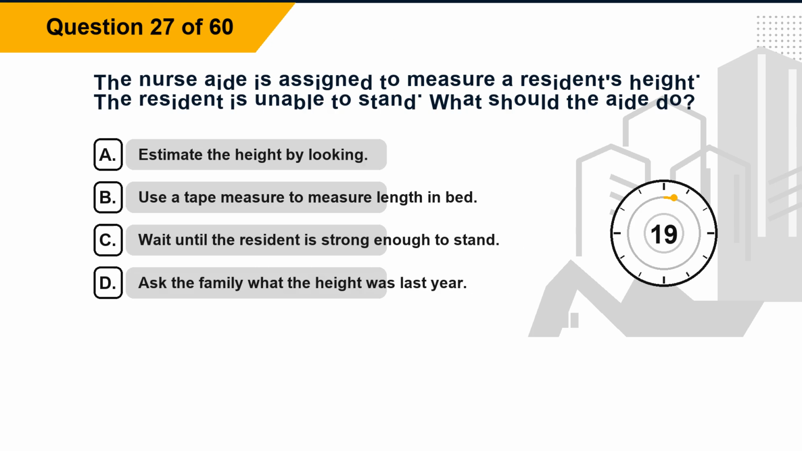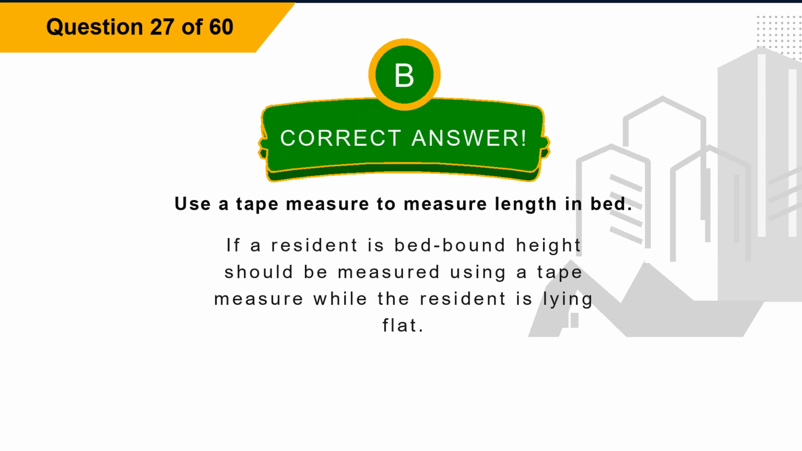Question 27. The nurse aide is assigned to measure a resident's height. The resident is unable to stand. What should the aide do? Option A. Estimate the height by looking. Option B. Use a tape measure to measure length in bed. Option C. Wait until the resident is strong enough to stand. Option D. Ask the family what the height was last year. The correct answer is option B. Use a tape measure to measure length in bed. Explanation. If a resident is bedbound, height should be measured using a tape measure while the resident is lying flat.